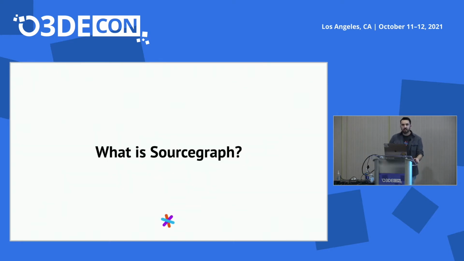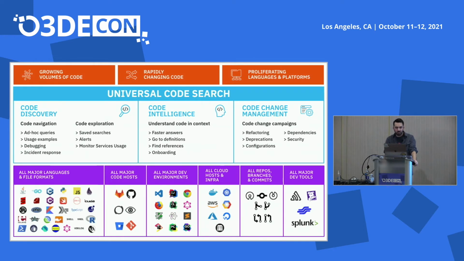So first question we need to answer is, what is Sourcegraph? Some of you may have heard of it, maybe some of you have even used it, but for those of you who haven't, this slide gives you the detailed breakdown of what Sourcegraph is. At its core, we're a universal code search tool. So we sit on top of your code, no matter where it lives, and give you a browser-based interface to search across your code.